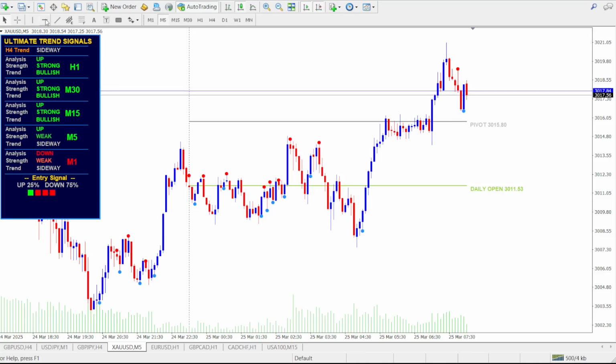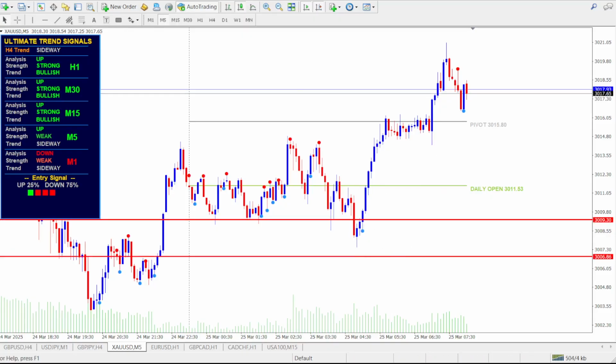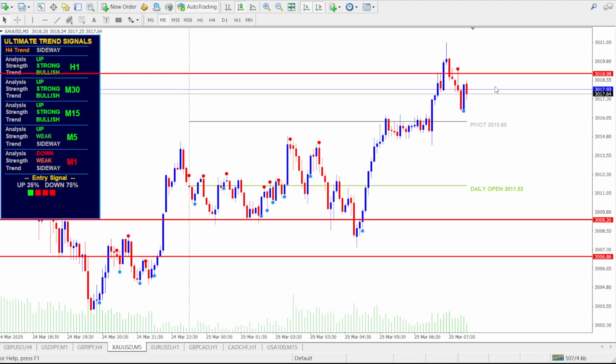So if you had entered a buy trade around here after you got your buy confirmation, you can set your stop loss below the previous swing low, and then your take profit can be at the sign of the sell signal. When you get a sell signal from this red dot, that can be your cue to exit your buy trade.